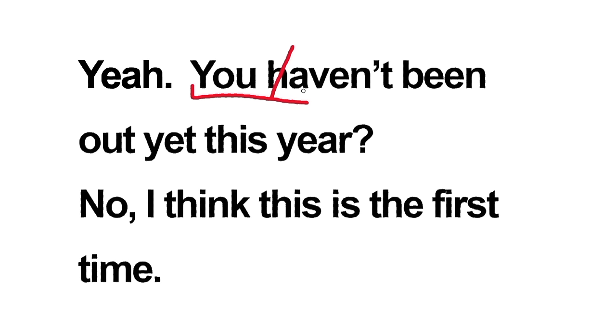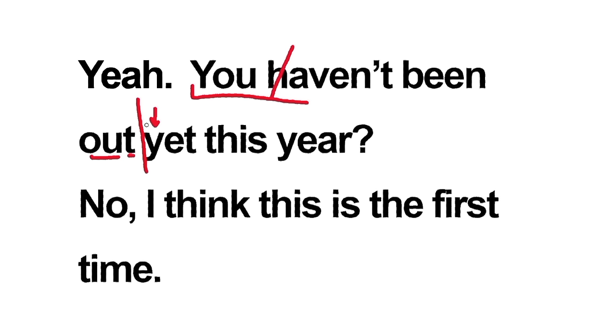Another stop T here, in out. Why are we making all of these stop T's? Remember, when a word ends in a vowel or diphthong and then a T, and the next word is a consonant, this is the Y consonant, that we make T's stop T's in general. We skip the release. Out yet, out yet. It helps to make the transition more smoothly. You haven't been out yet this year?